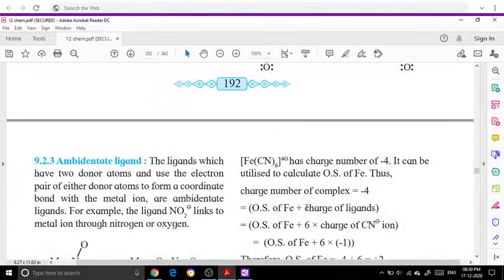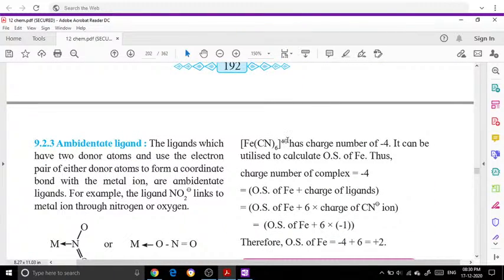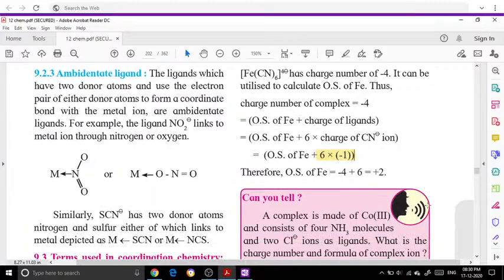Now for the complex ion [Fe(CN)6], there is a 4 minus charge on it. Now you remember that CN, that is cyanide, will always have a -1 charge. So we have 6 CN, so 6 into -1. Down you can see the calculation. The total charge is -4. So out of the 6 minus, 4 minus is accounted for. Now what remains? +2. So +2 charge is there on Fe.